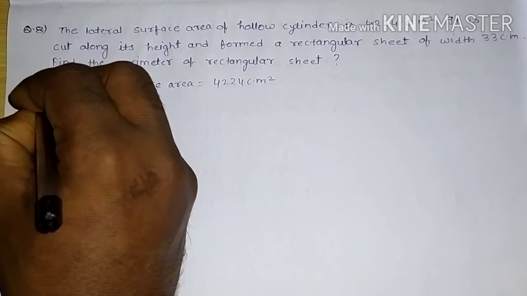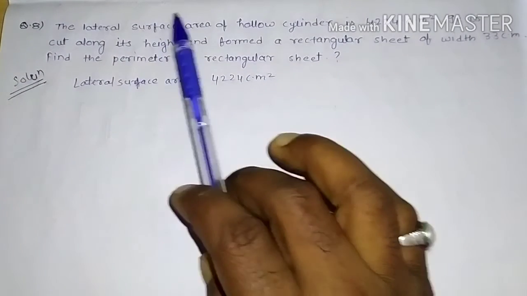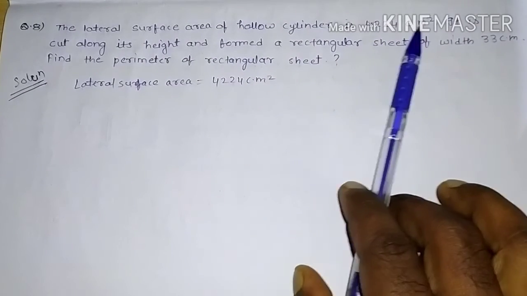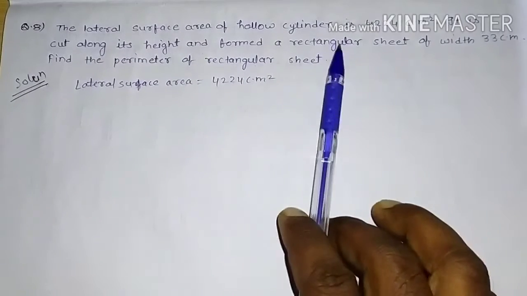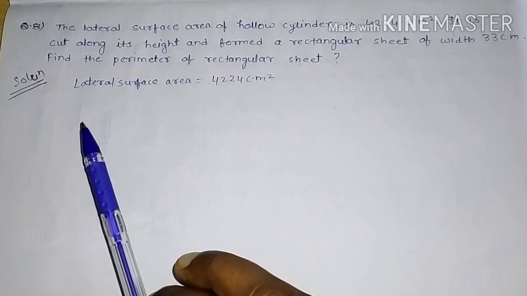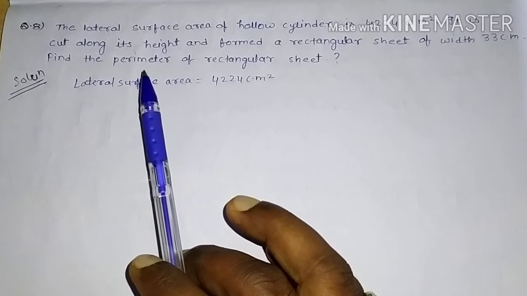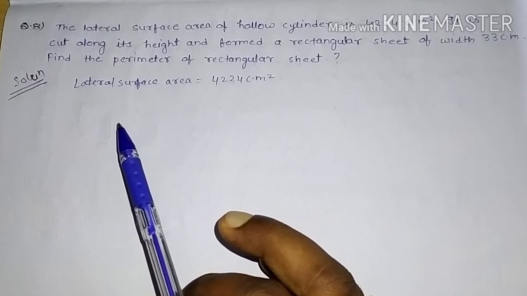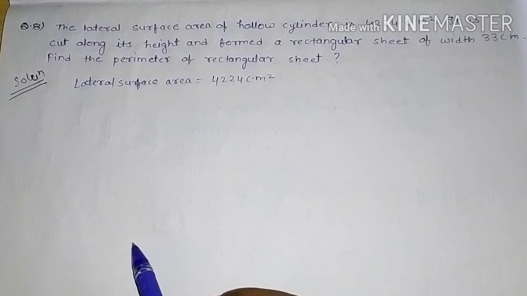Here we can write the solution. The lateral surface area of a hollow cylinder is 4224 centimeter square. It is cut along its height and forms a rectangular sheet of width 33 centimeter. Now, what is given in the question? The cylinder is cut to make a sheet. So the lateral surface area of this cylinder is equal to the area of the sheet.